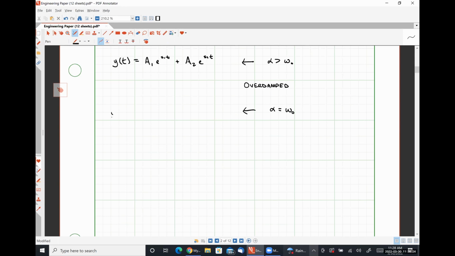And so we are going to have y of t be of the form a1 t e to the negative alpha t plus a2 e to the negative alpha t. When alpha is equal to omega naught, we call this system a critically damped system.